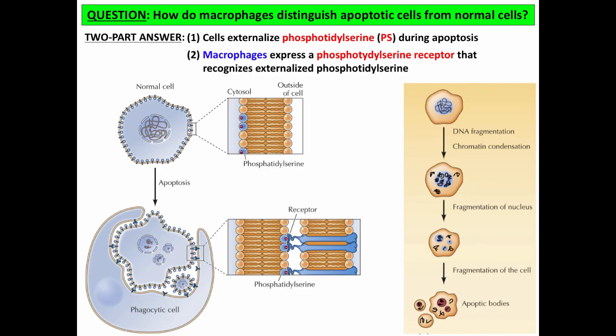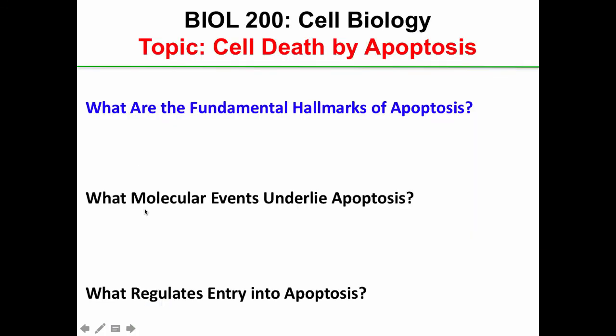All right, and so with that basically concludes this video, right? Talking about the fundamental hallmarks of apoptotic cells: DNA fragmentation and chromatin condensation, fragmentation of the nucleus, fragmentation of the cell into apoptotic bodies, and also the exposure of phosphatidylserine, which is what macrophages use to internalize and break down the apoptotic bodies. Now what we're going to do is move on to the next video and talk about the molecular events that specifically carry out those hallmarks that we just went through.